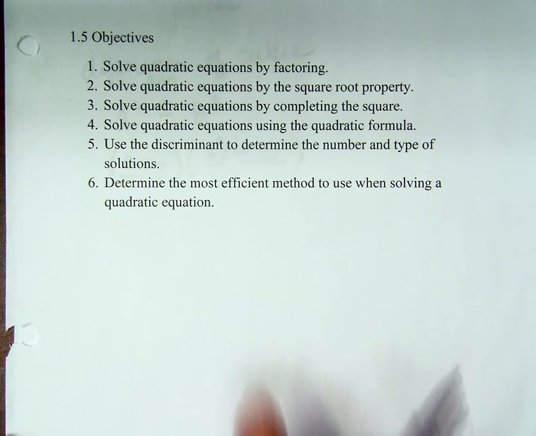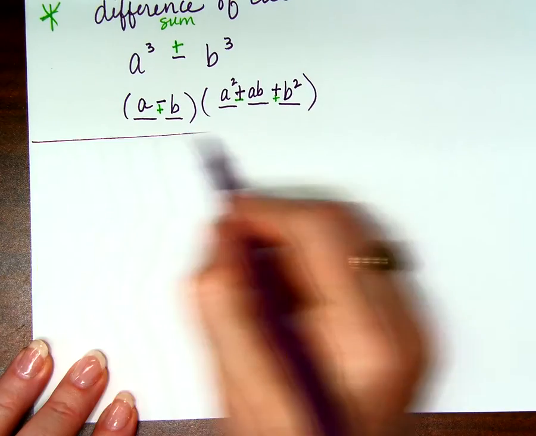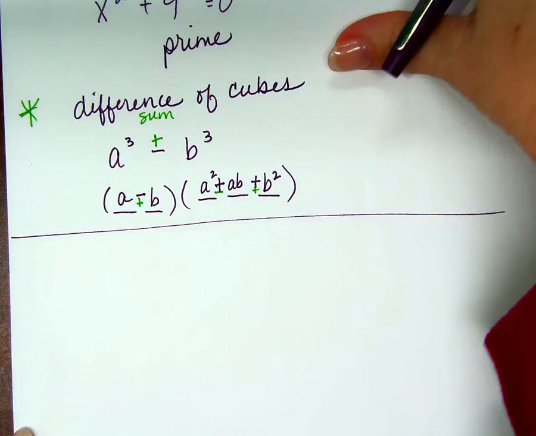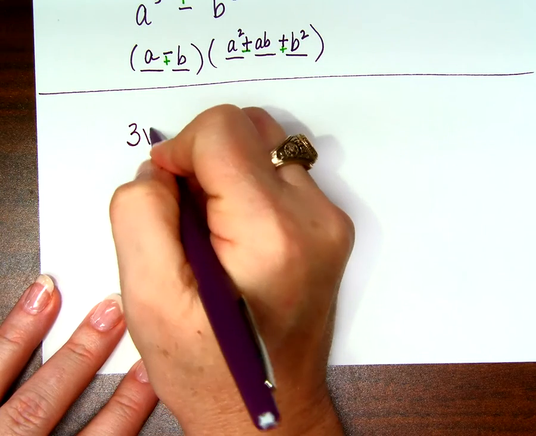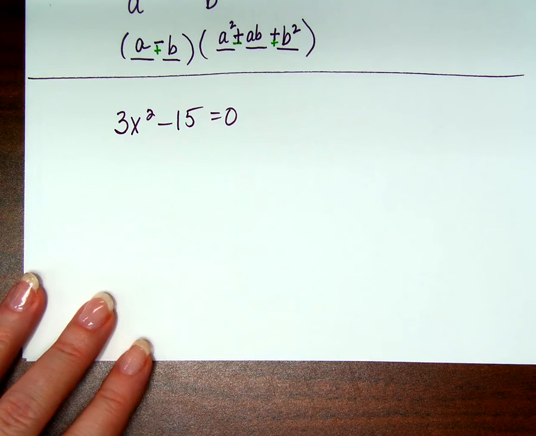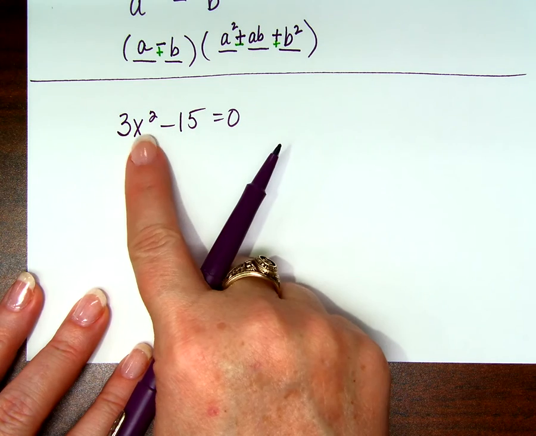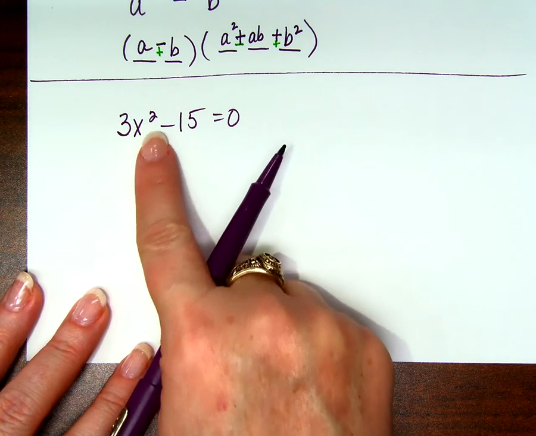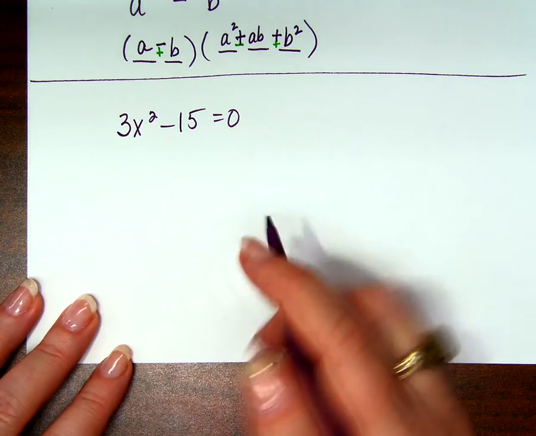All right. Number 2, objective number 2, solving equations using the square root property. These are the ones you guys typically like because it looks like this. 3x squared minus 15 equals 0. What do I do first to solve this? Yeah, there's only an x squared term. There's not an x term at all. And when there's not an x term at all, that makes it really, really nice.